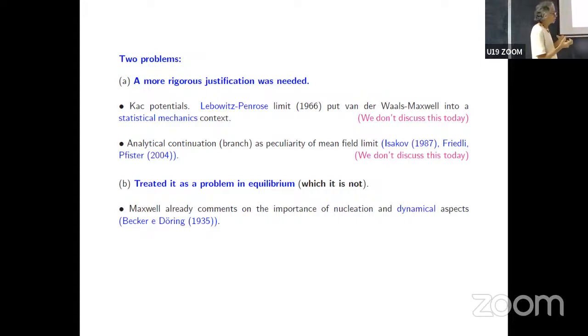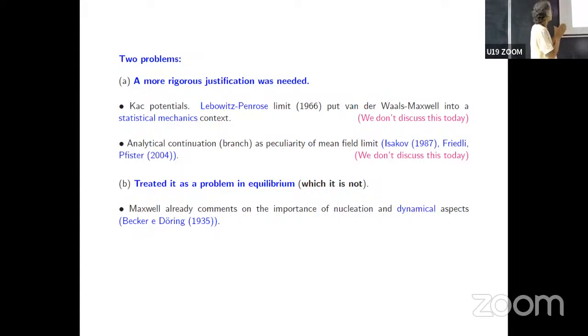But there is a way, and this was done through the Katz potential, to connect this semi-phenomenological stuff with statistical mechanics. And these branches, the metastable branch that we see, are really a peculiarity of mean field, of this kind of interaction with everybody in the same way. This is also mathematically treated in a particular case by Isakov first, and then there is a paper by Sasha Friedli and Charles Pfister which deals with that. But we are not discussing that, just to mention.